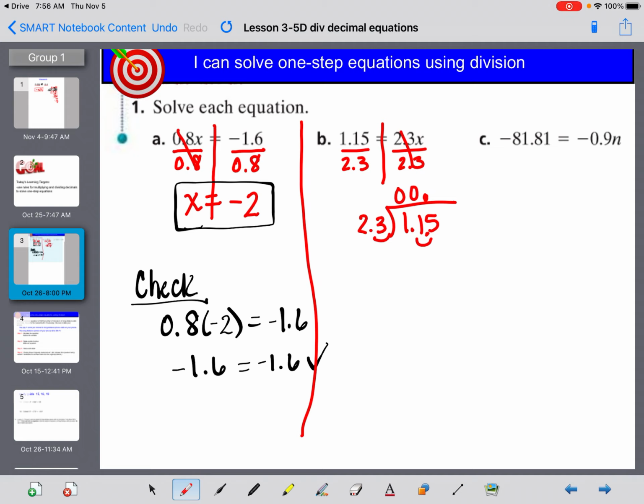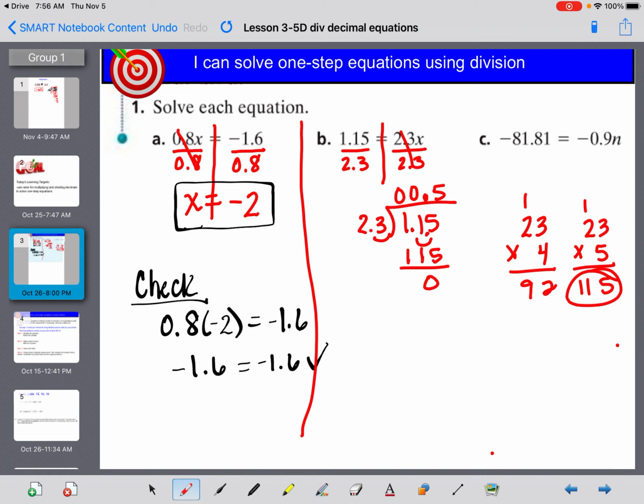Now, sometimes I use estimation to figure out how many times. 23 is close to 25, and 115 is close to 100. 25 goes into 100 4 times. So I'm going to try 4 times 23. And I get 92. Then I'm going to try 5 times. Oh, it looks like 5 times is the ticket. But at least it gave me a starting point. So my answer is 5/10.